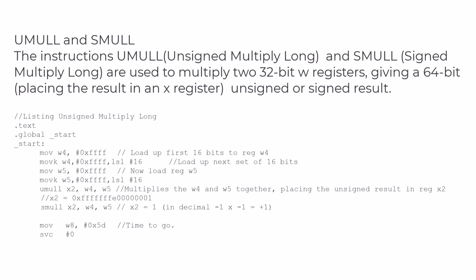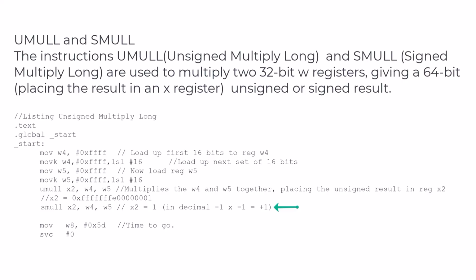If you look at the program listing here, you can see that we're first running unsigned multiply x2, so 64-bit, and then followed by W4 and W5, the 2 32-bit registers. The second instruction is similar, but this time it is signed. So when we perform unsigned multiply, then we'll get the result hex FFFFFFFE 00000001. And then when we execute the signed version with smul, we'll get a different result of +1.